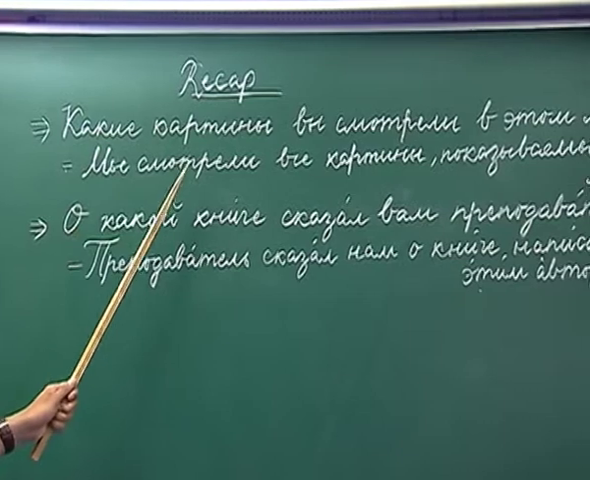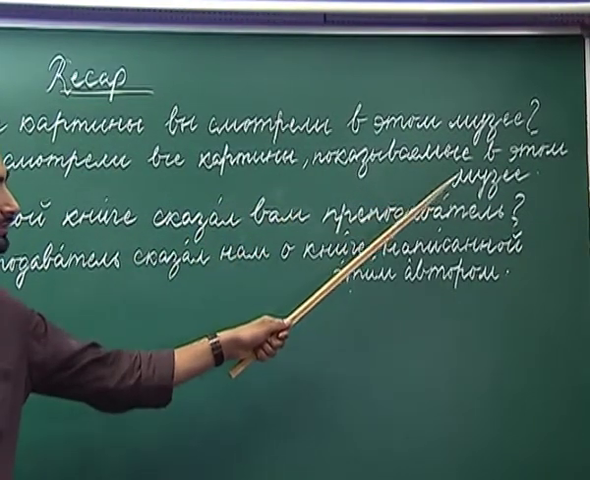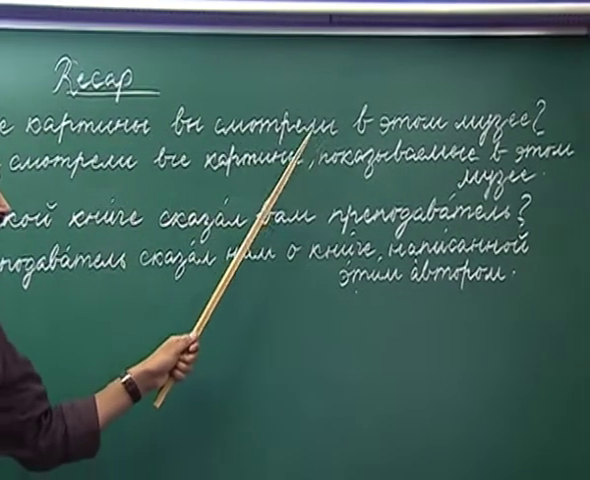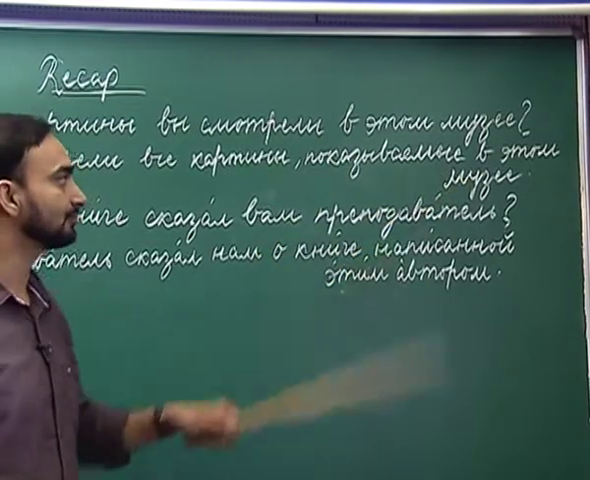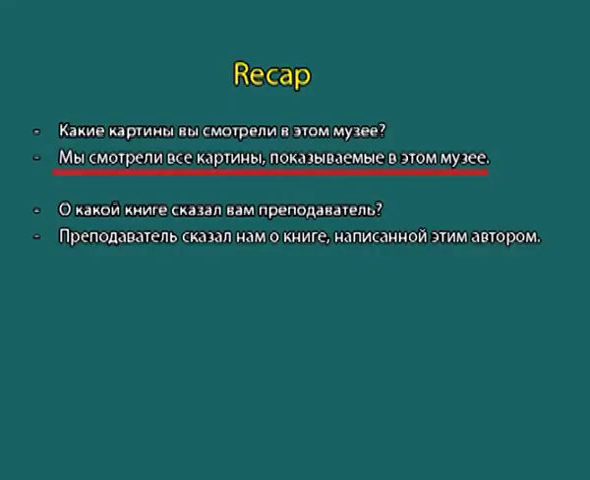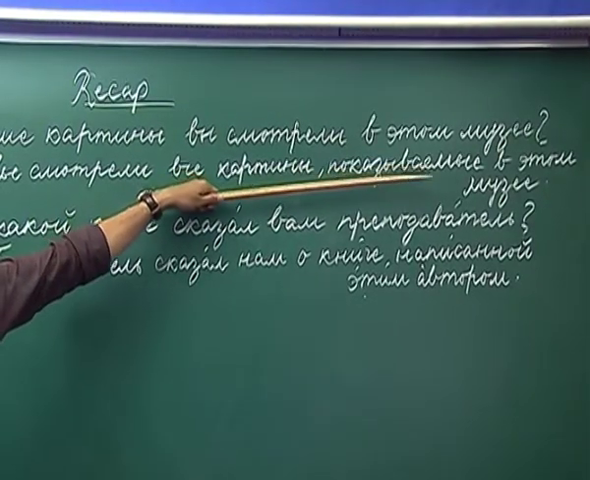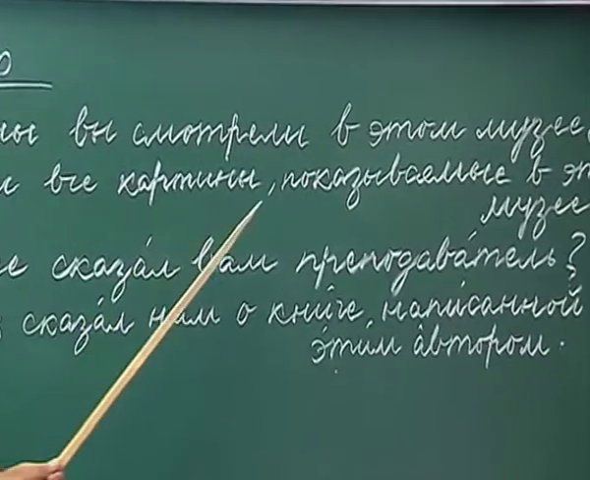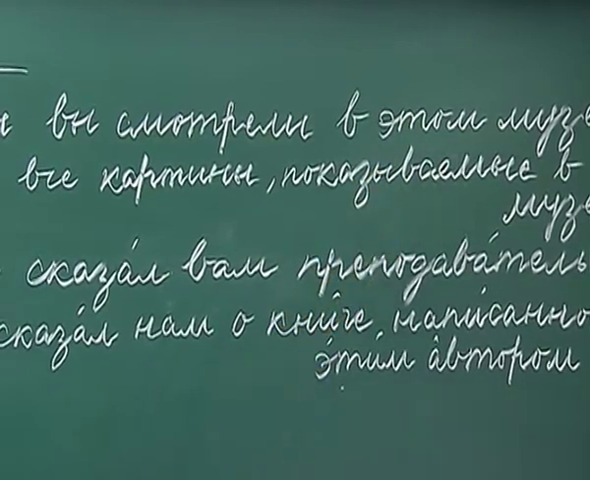Мы смотрели все картины, показываемые в этом музее. So, we saw all the paintings which are being shown in this museum. Here, as you can see, this passive participle denotes the present tense. That is why we are using the present participle passive.